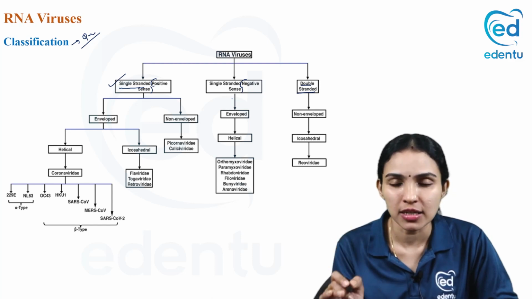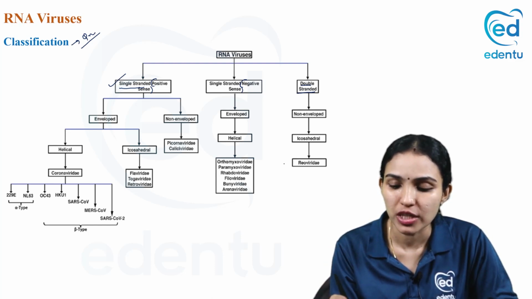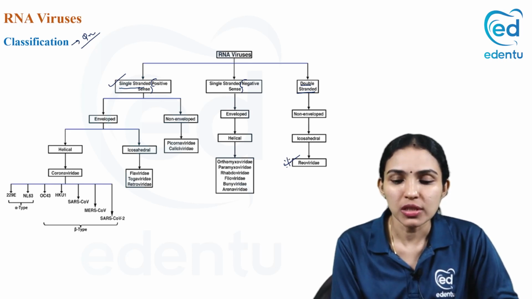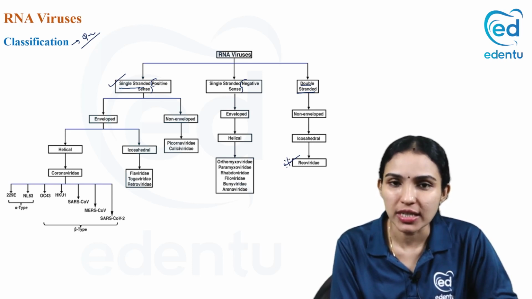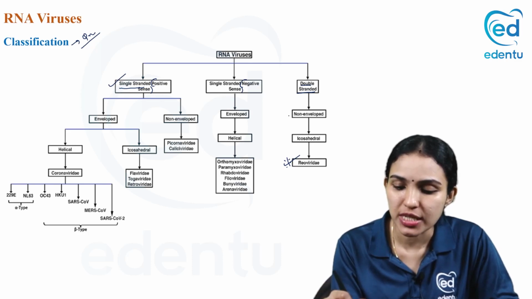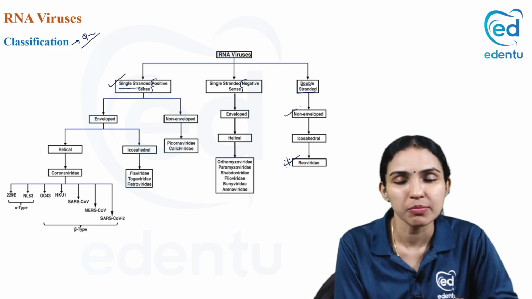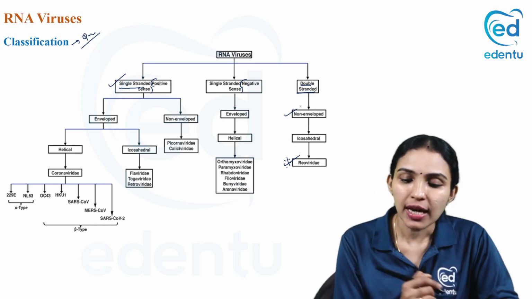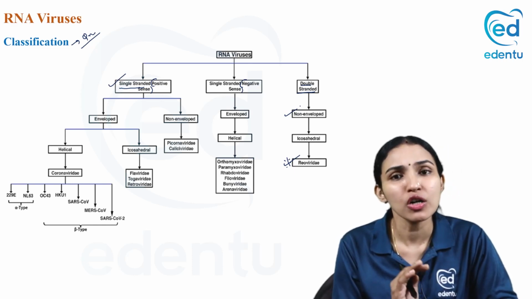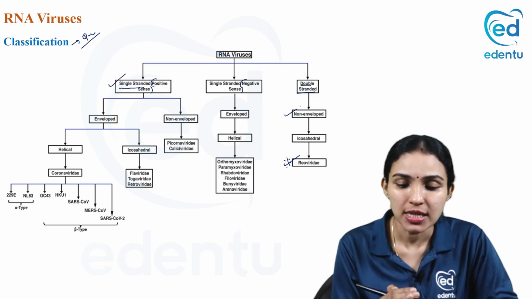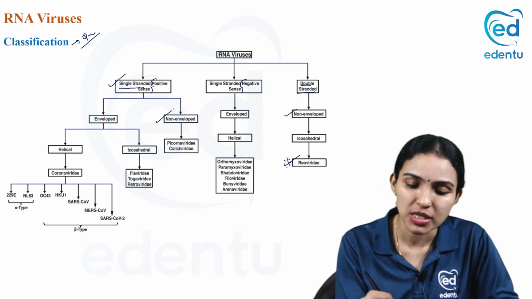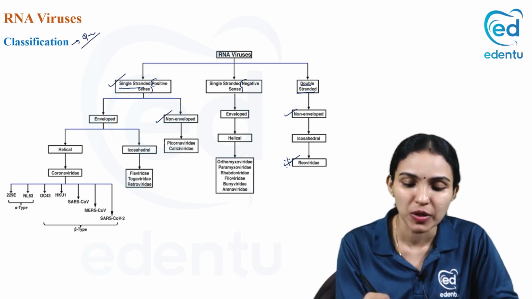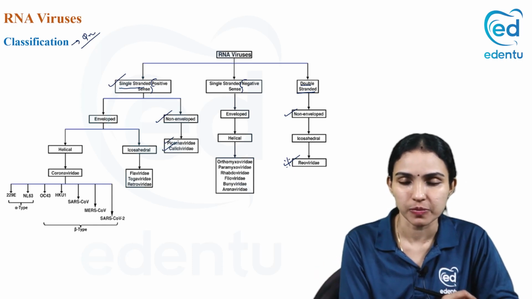Among all the RNA viruses, the only RNA virus which is double-stranded is Reoviridae. So this is the only double-stranded RNA virus, and it is a non-enveloped virus. Double-stranded RNA virus which is non-enveloped is Reoviridae. And among the single-stranded RNA, all other RNA viruses are single-stranded. Among single-stranded RNA viruses, the only non-enveloped ones are Picornaviridae and Caliciviridae.